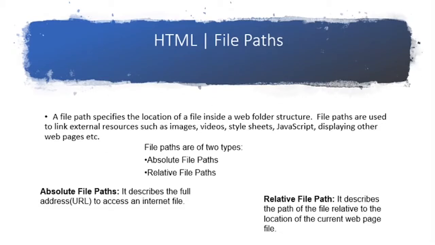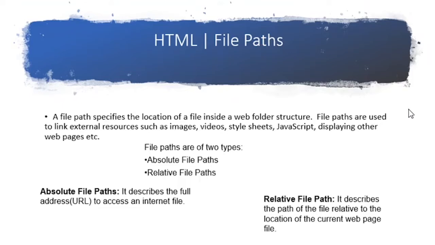So what is a file path? A file path specifies the location of a file inside a web folder structure. File paths are used to link external resources such as images, videos, style sheets, JavaScript, etc.